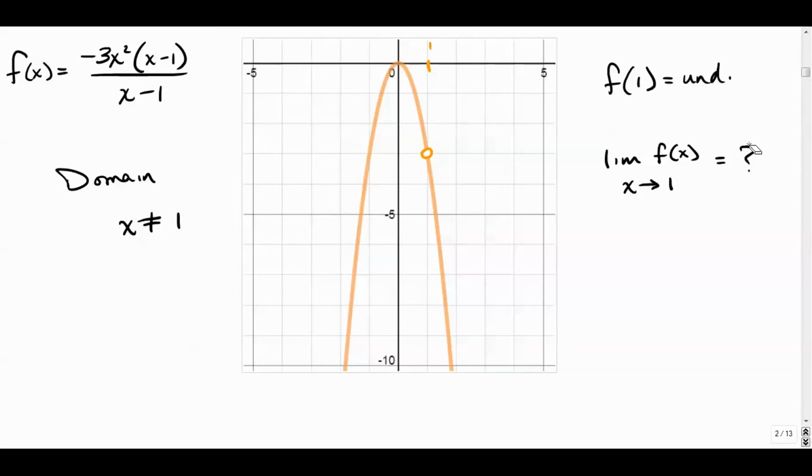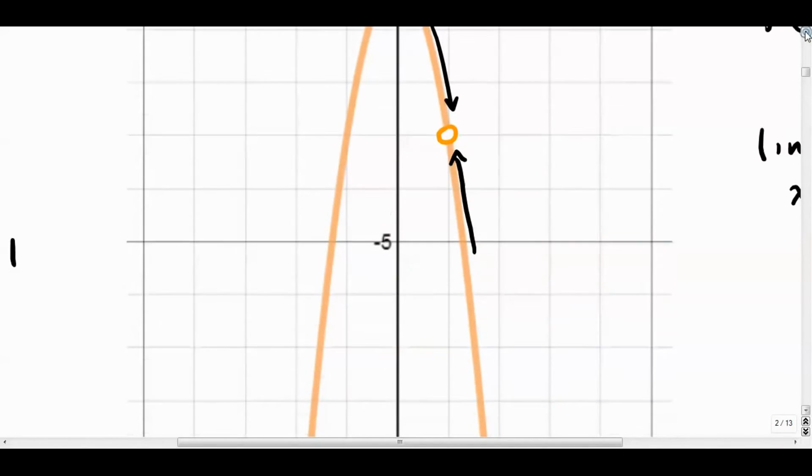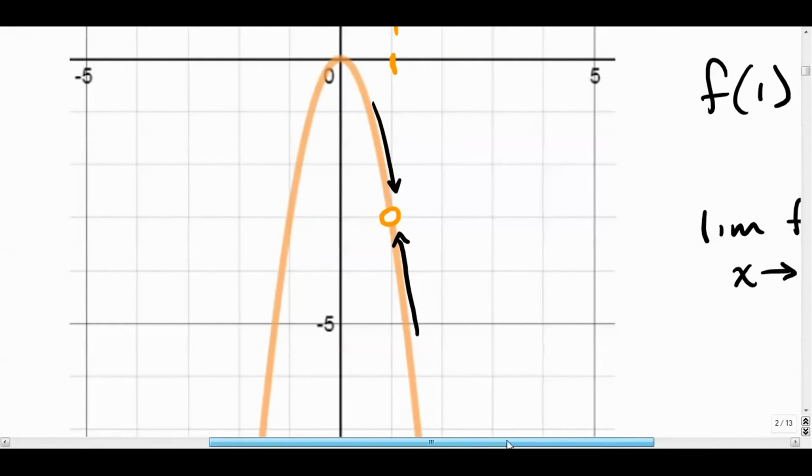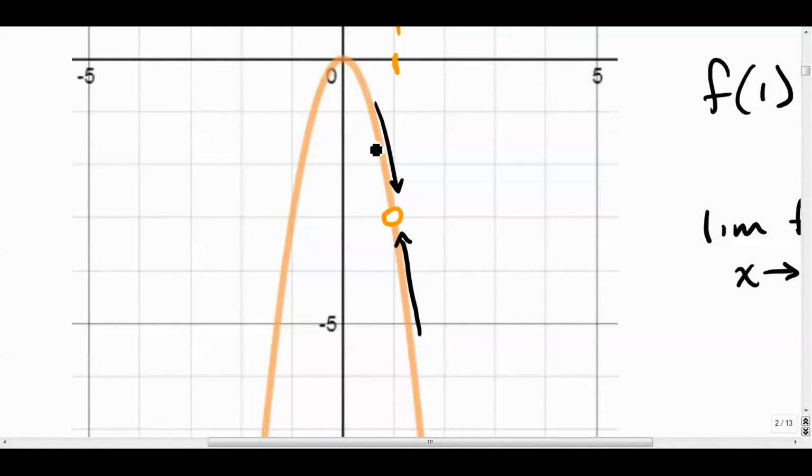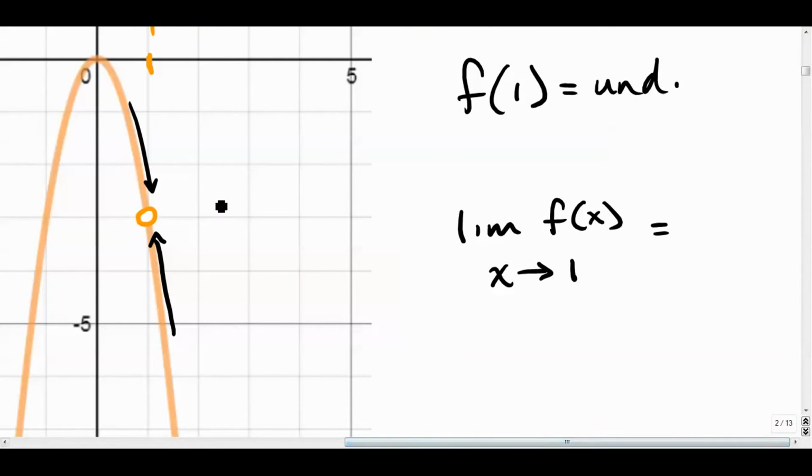But if I look at the limit of the function as x approaches 1, let's take the function in from the left-hand side and from the right-hand side. I want to think about what y value the function is approaching as the x values get closer and closer to 1. If we squeeze in from the left-hand side and from the right-hand side, the y values are getting closer and closer to -3, even though there's actually a hole in the graph right here at 1, -3. It doesn't matter.